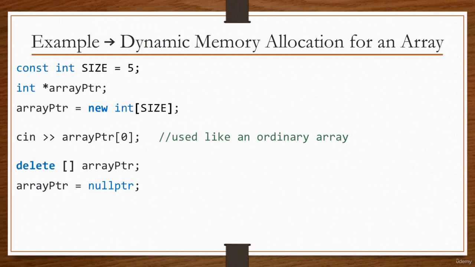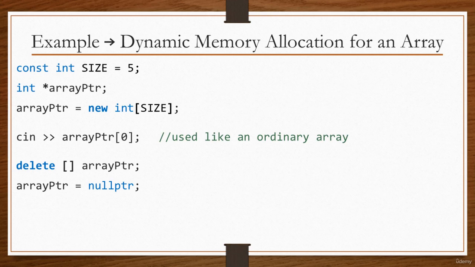Now in this example, I'm just doing a constant integer, which I'll call size, and I'll set that to 5. Then I have a pointer to an integer called array pointer, and I use the new operator. Now again, we have to specify the type, so I specify int. We want to create or set aside memory for a dynamic variable or object, in this case an array. And of course we have to specify the size, so I just add the size in here.